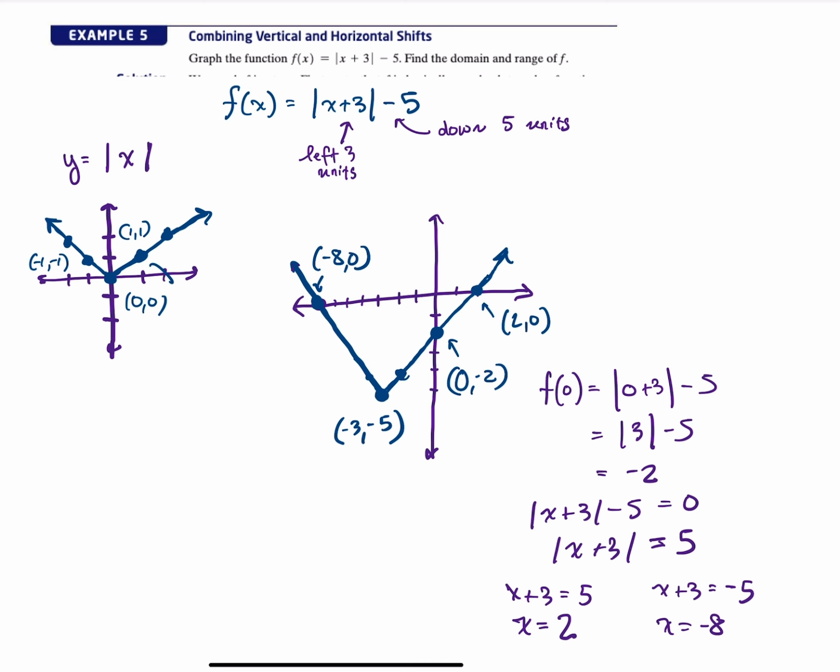And then let's list the domain and range. What's our domain? Looks like from negative infinity to positive infinity. It goes forever in both directions. And then our range, where will that be? Well, it starts down there at negative 5 and goes off to positive infinity because it keeps going upwards infinitely.